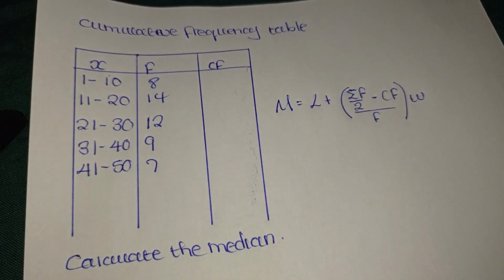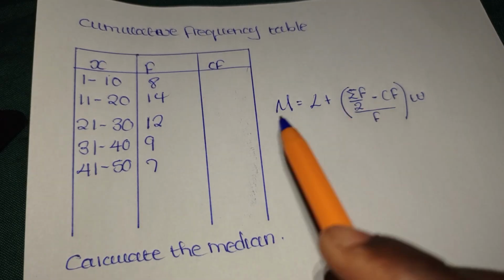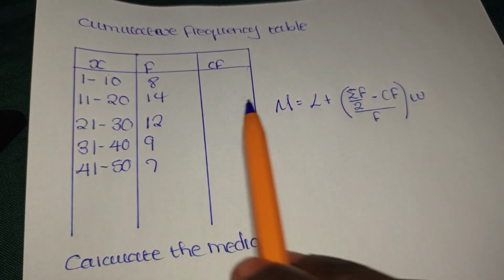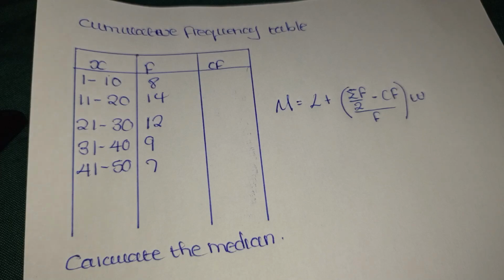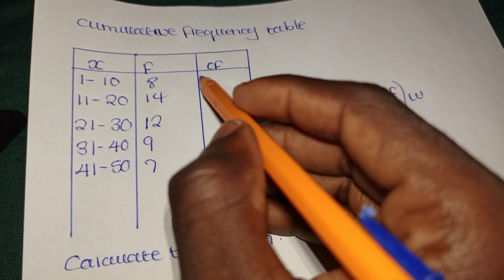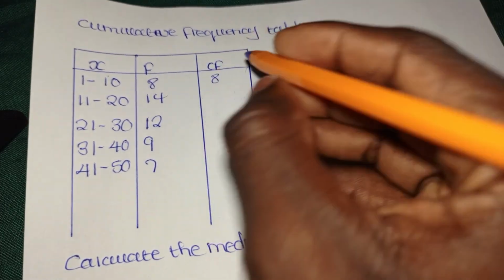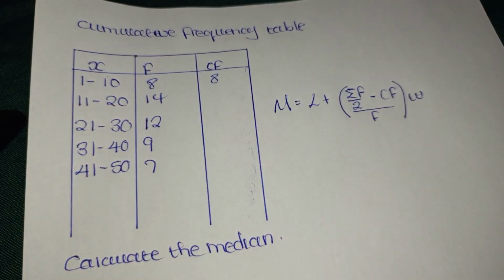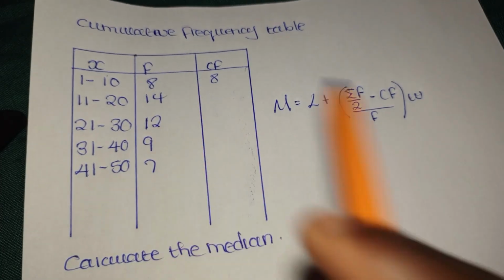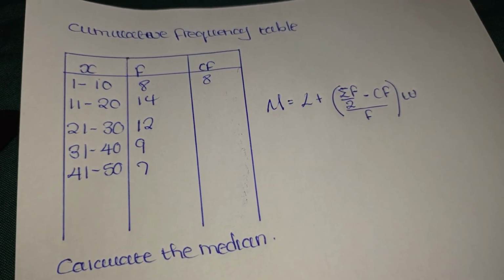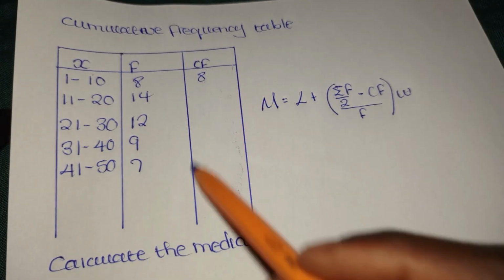So now that we have that data, I have drawn a column which I want us to fill up together, which is referred to as the cumulative frequency column. The first cumulative frequency is always the frequency that is open in the frequency column. So in this case, it is 8. Then we should fill up these other boxes.